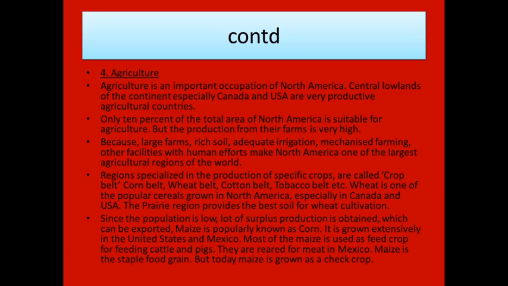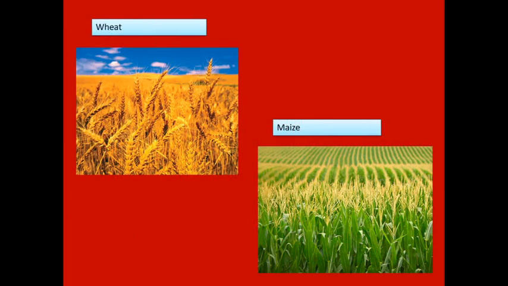Maize is popularly known as corn. It is grown extensively in the United States of Mexico. Most of the maize is used as feed crop for feeding cattle and pigs. They are reared for meat in Mexico. Maize is the staple food grain. But today maize is grown as a cash crop. Here you can see the picture of wheat crop and also the maize crop.